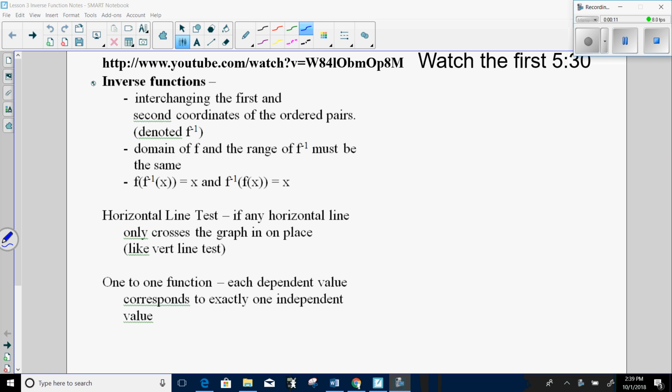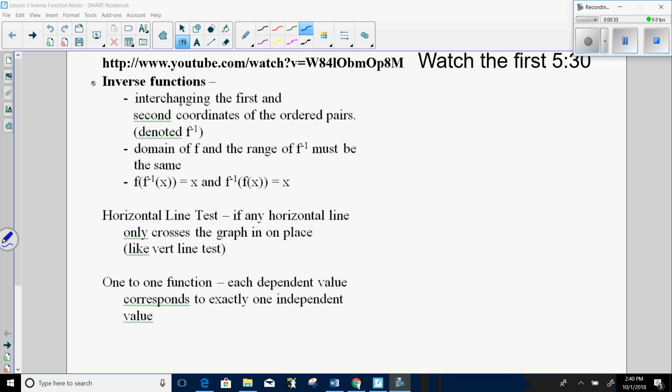If you think back to Algebra 1, we talk a lot about inverse operations, which are operations that undo the previous operation. For instance, if you multiply by 8, you divide by 8. If you add 4, then you subtract 4. Square roots and squares, those are inverse operations. So that's what an inverse function is. It's a function that undoes the previous one.